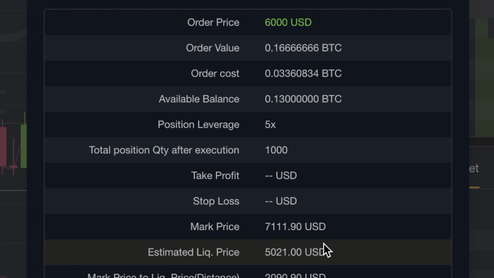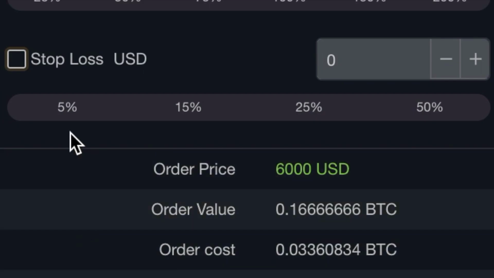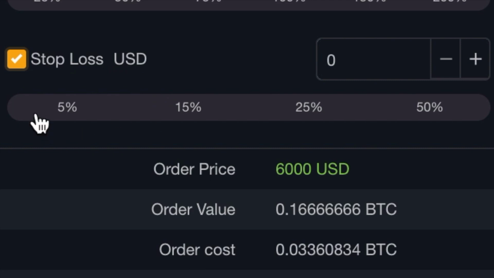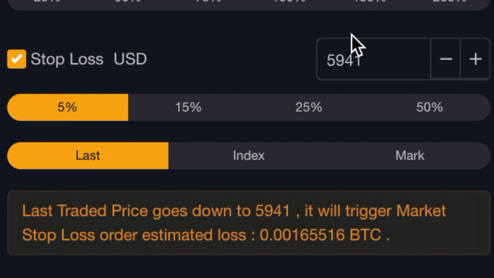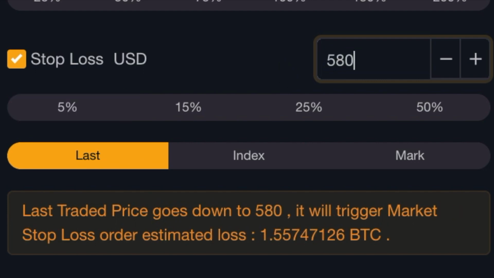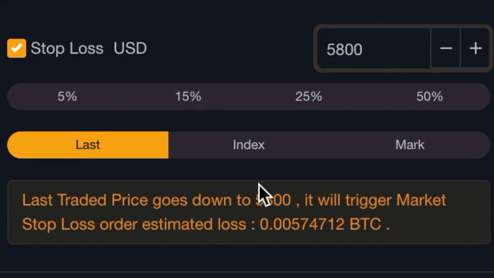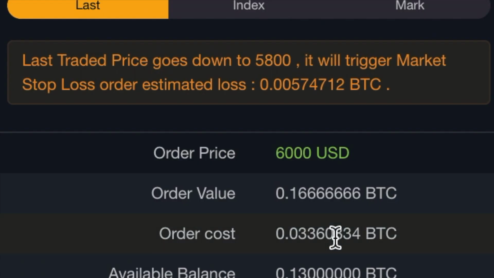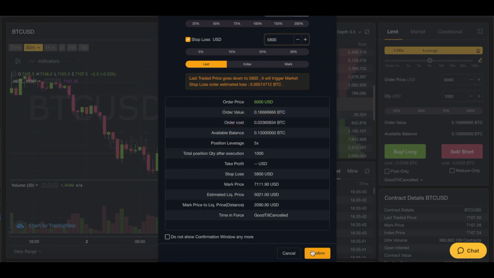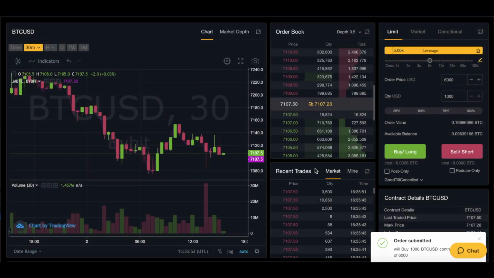So it's very important that you have your stop loss above the liquidation price so that you don't get liquidated. And on top of the order details, you can already set your stop loss. You can click on this and say, for example, if I lose 5% of my trade, I want to get stopped out, but you can also set it manually, of course. Let's say we want to get stopped out at 5,800, then you can see your estimated loss here. And if you agree with that, you can click confirm and your order will be placed in the order book.